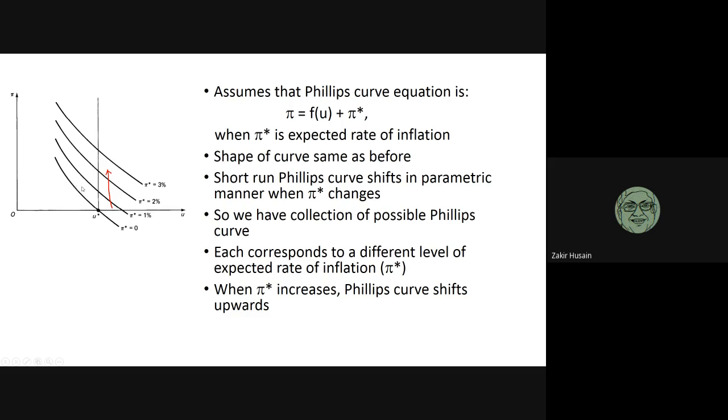So what happens is you return back to the original unemployment rate. This is a real variable. This is a monetary variable. So the real variables return to the original level. U will return back to U star. So that means you are coming from here to here.